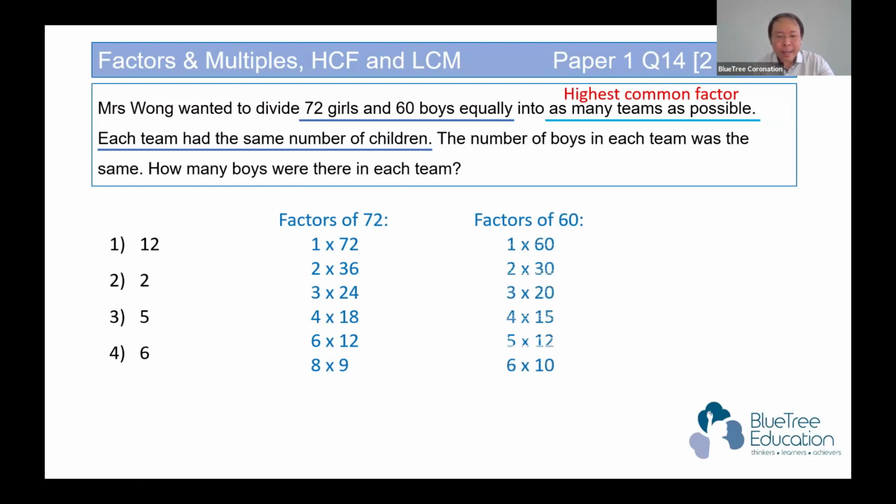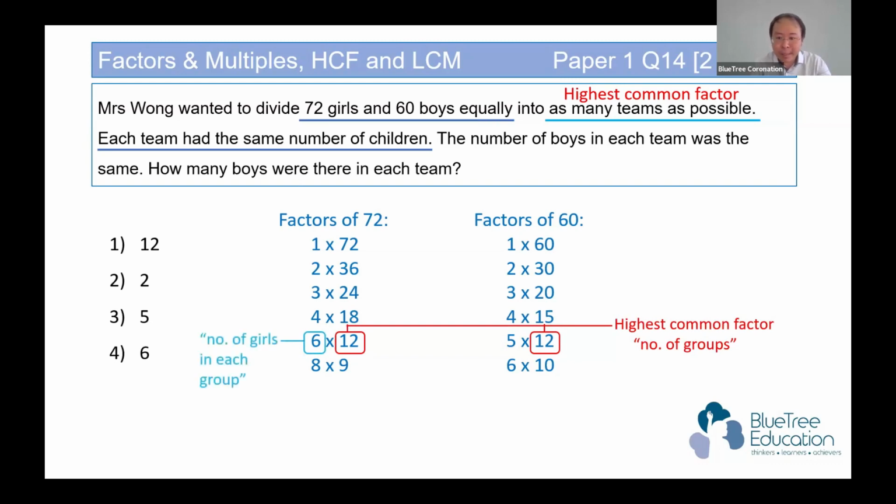Same thing for factors of 60. Let's look at it. We also have 1 times 60, 2 times 30, and so on. Once you have listed all the factors for these two numbers, what you want to do is look for the highest common factor. In this case, you will notice the common factor here is 12, and that will represent the number of groups. The numbers that they are multiplied with would be the number of girls and boys, so you can directly find out the answer. They're asking for the number of boys in each team, so you should have the answer of 5.